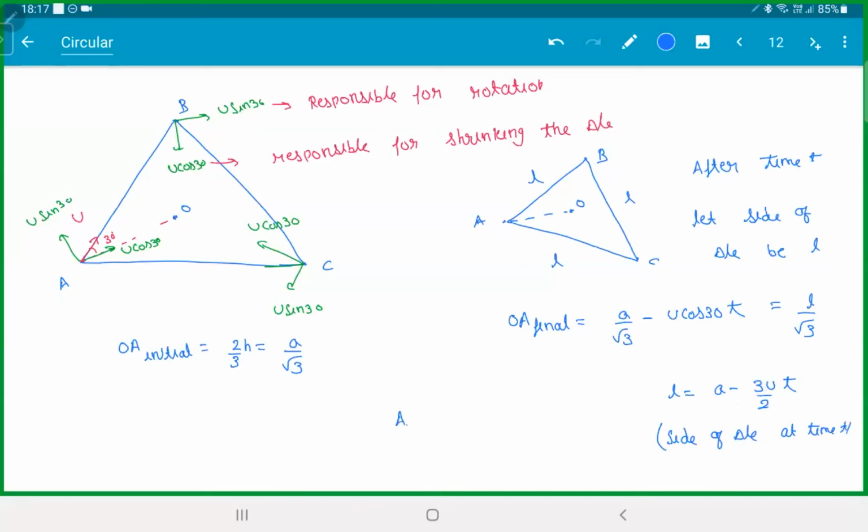What is the area of the triangle? The area of the triangle is half base into height. Half into base into height, with height root 3 L by 2, gives root 3 L square by 4. This is the third question: find the area of the triangle at time t. So basically, the distance OA will decrease because of u cos 30. Please check the steps.